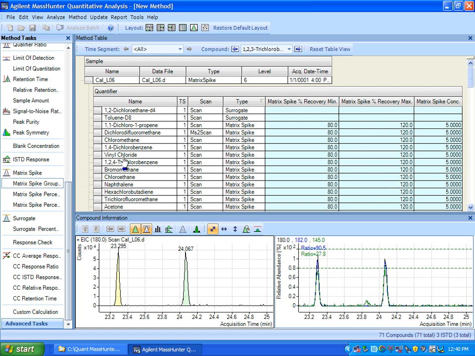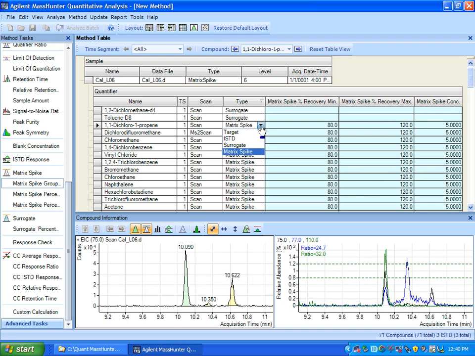So let's go to the matrix spike group here, and you can see that I put a limit for the recovery as 80 and 120, and I put the matrix spike concentration for each compound that I want to measure. Note that the compound type is matrix spike so that it participates in this calculation. And that's the mechanism to set up the outlier so that you end up seeing it in batch at a glance.